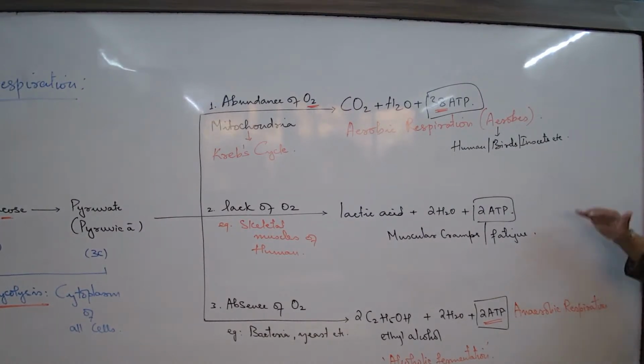Now let us differentiate only these two. Differentiate aerobic and anaerobic respiration. Make a table. You will write down the points. I will only give you the point on which to write. The first point you write down.